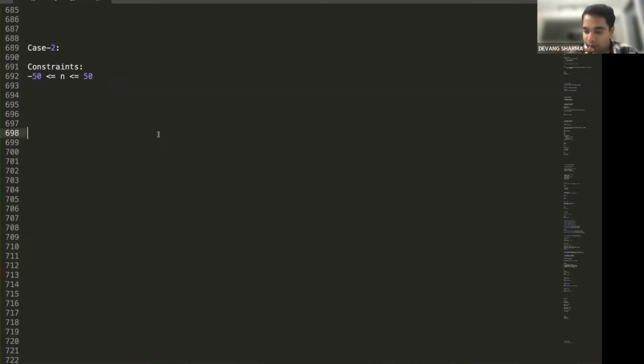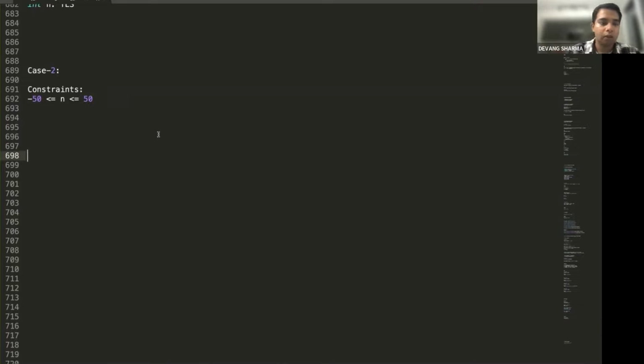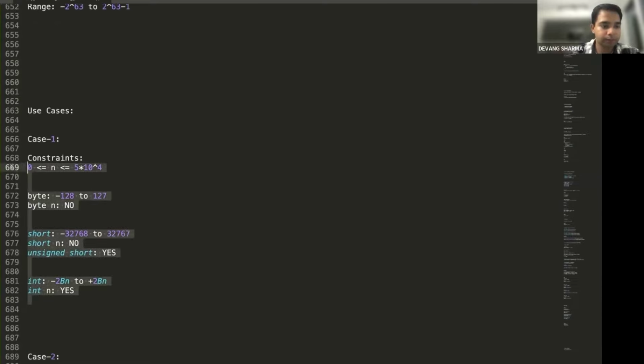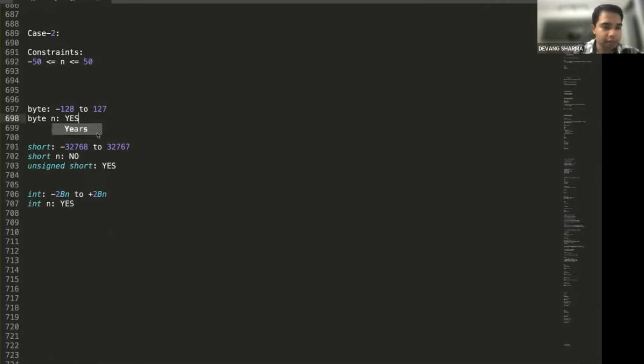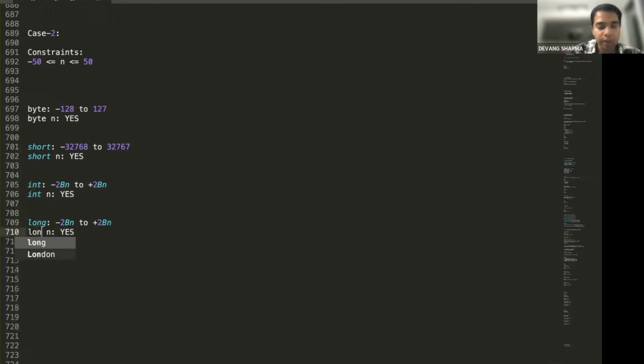Moving to case number two, which is the constants of minus 50 to plus 50. Now you tell me what should be the best data type to choose for n here. Should it be byte? Should it be short? Should it be integer? Should it be long? Okay, let's discuss the answer. When you're dealing with a small constant like 50, can a byte satisfy the answer? Yes. Can a short? Yes. Can an integer? Yes. Can a long? Yes. All of them can satisfy the answer.